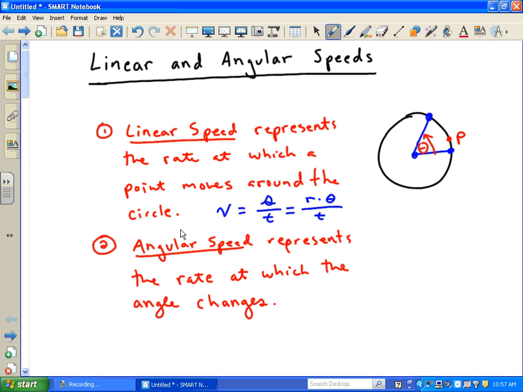Angular speed is denoted by the Greek letter omega. It's like a little W, and this is equal to your theta divided by t. Now, for both of these two formulas, make yourself a note. Theta is measured in radians. If it's not measured in radians, then you need to convert degrees to radians. Now, I'd like to look at an example of these two topics.